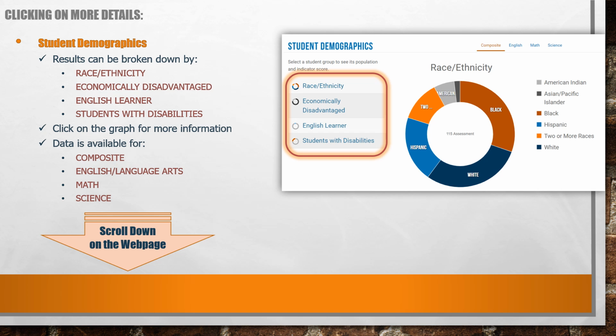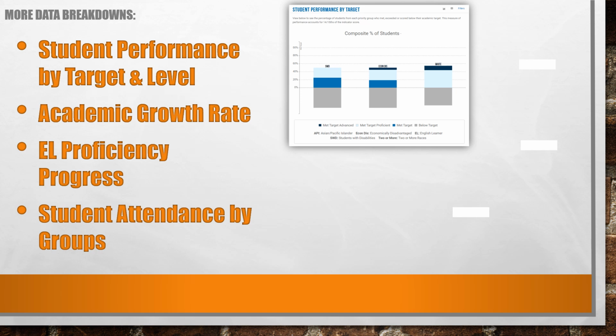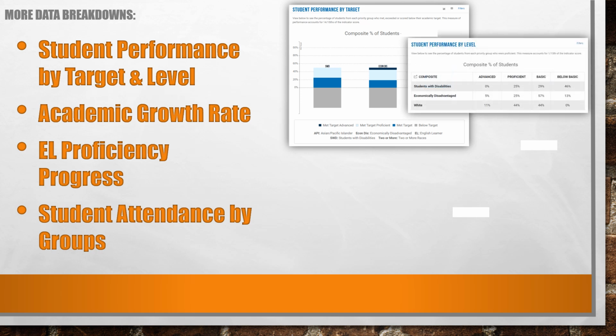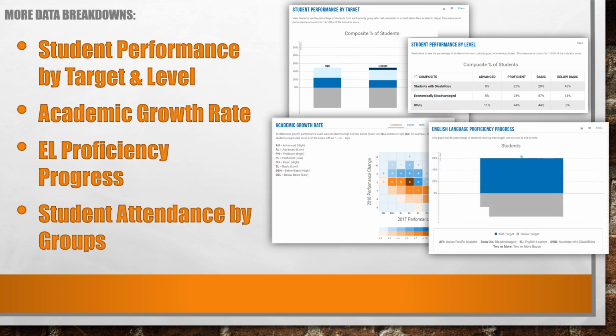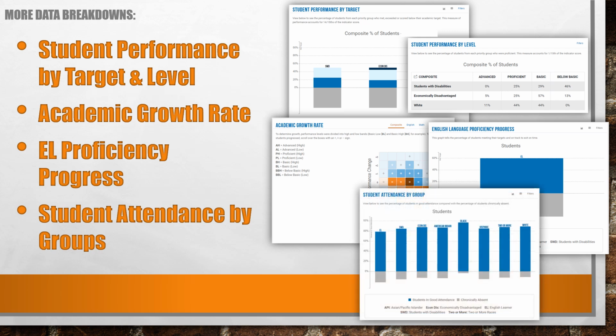Click on any section of the graph to see the student groups, percentage of the school population, and its indicator score. Data for composite English language arts, math, and science is available. Results of indicators can also be analyzed by student performance, by target, and by proficiency level. Results can be viewed as either graphs or tables and can be filtered in many ways. The academic growth rate shows a matrix of gains and losses. The EL proficiency progress represents the percentage of EL students meeting their yearly growth targets. The student attendance by groups shows attendance rates.